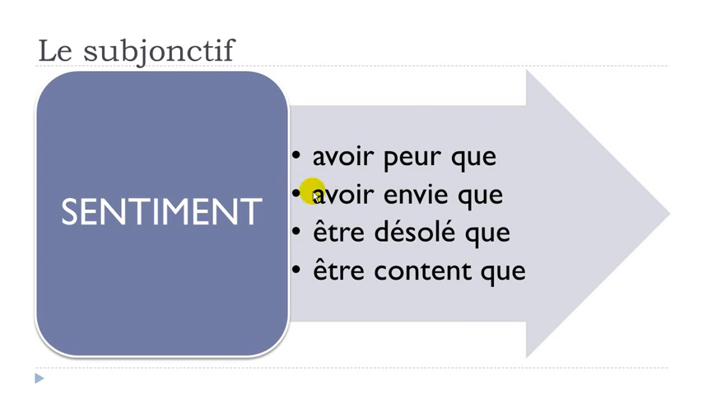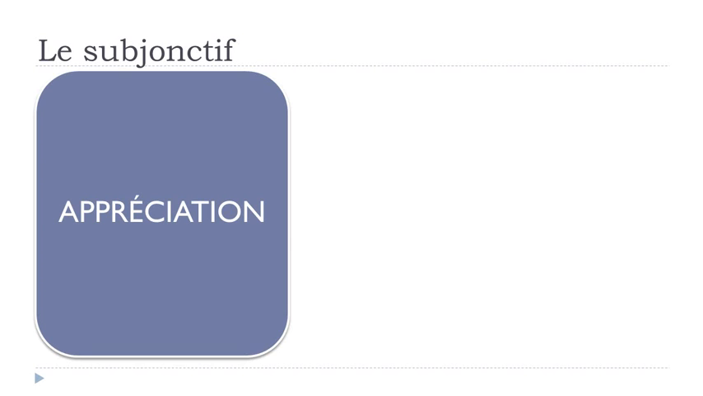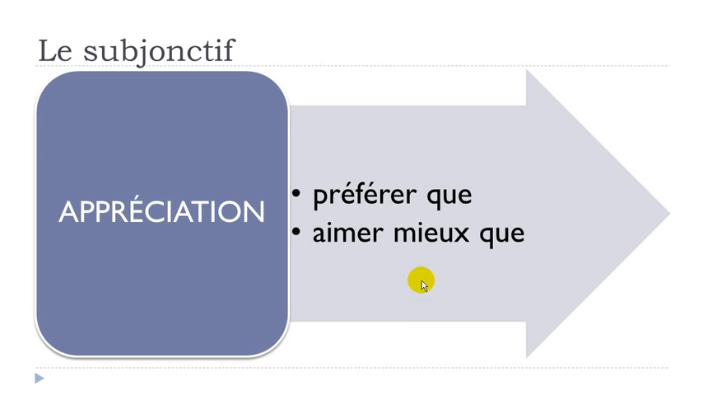For these structures, you should use a subjunctive after. So they should be followed by une forme subjonctive. Okay, and then let's see une appréciation. Une appréciation, for instance, we could have préférer, to prefer, préférer que. Aimer mieux, mieux is better. Aimer, to like or to love, better that. Aimer mieux que, and then these structures should be followed by une forme subjonctive.